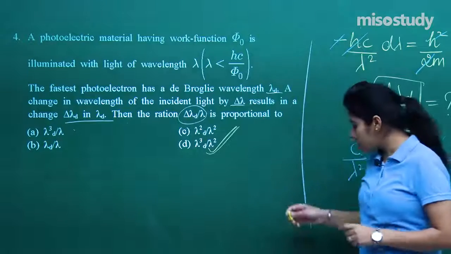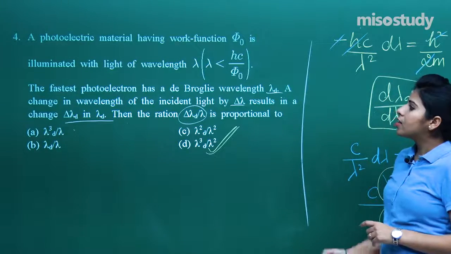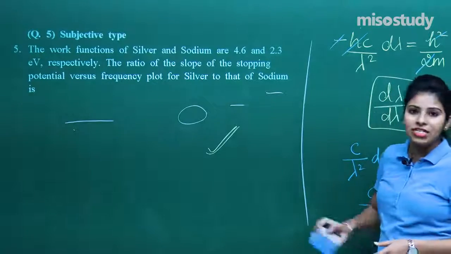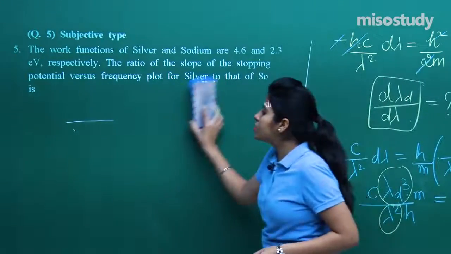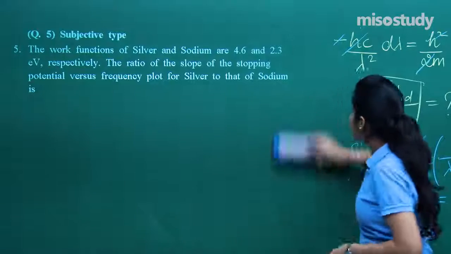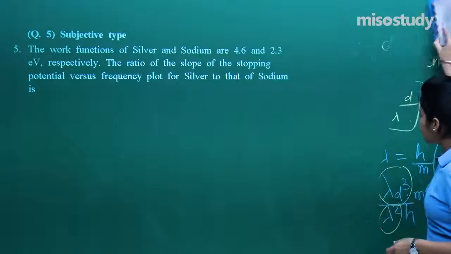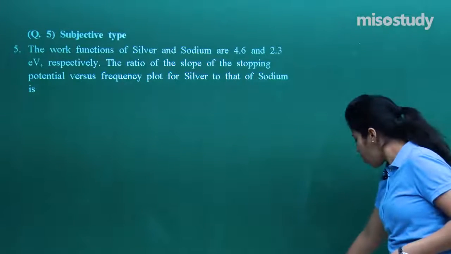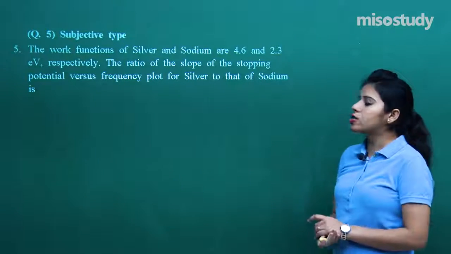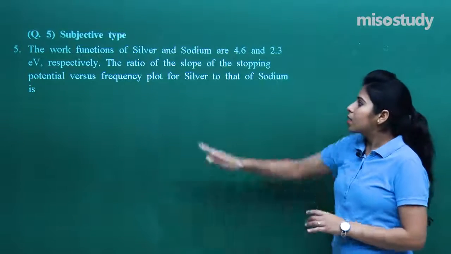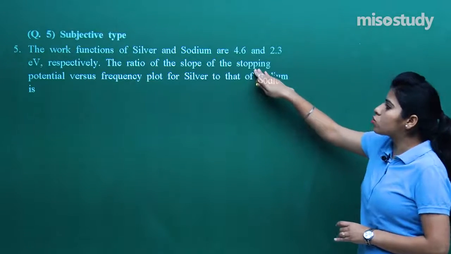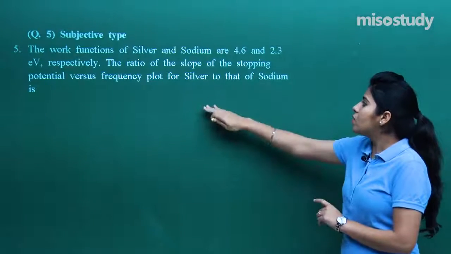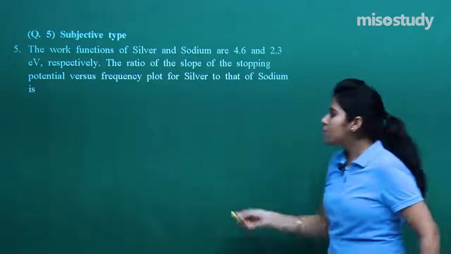Now let us just move towards the next question. The category has now been changed. The question will be of subjective type. You can see here that the work function of silver and sodium are given as 4.6 and 2.3 electron volt respectively. The ratio of the slope of the stopping potential versus frequency plot for silver to that of sodium is, this we have to find.